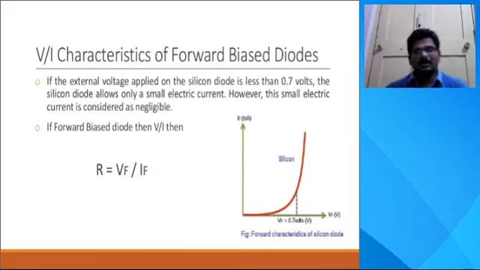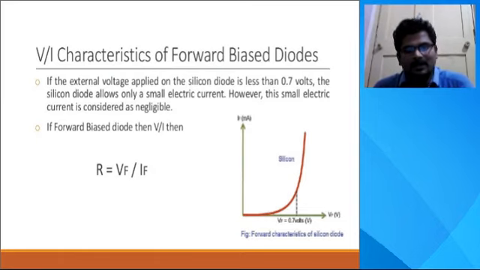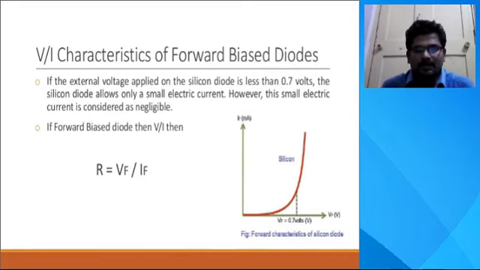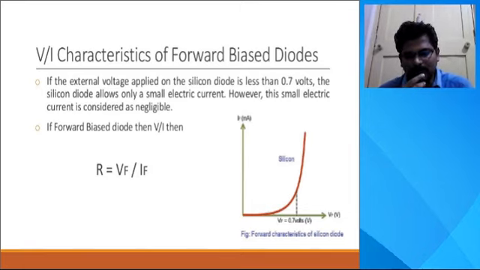So this graph shows the VI characteristics of the PN diode. Here, if external voltage is applied on the silicon diode, we already discussed in the first slide that we are manufacturing these PN diodes with the help of either silicon or germanium. Suppose we used silicon to manufacture the diode, then the breakdown voltage is 0.7 volts. For germanium, it will be 0.3 volts.